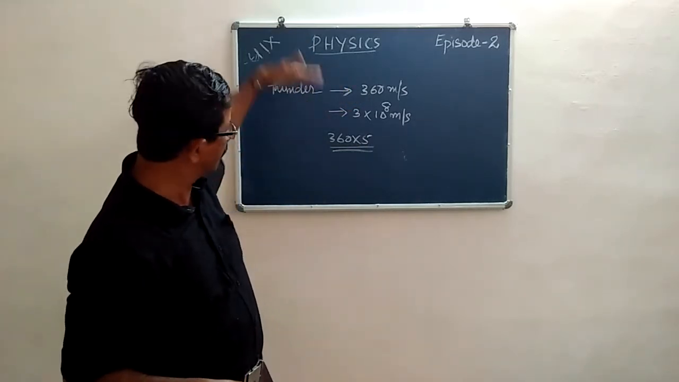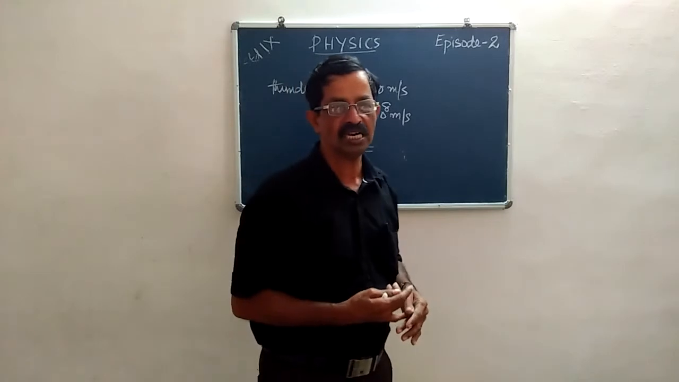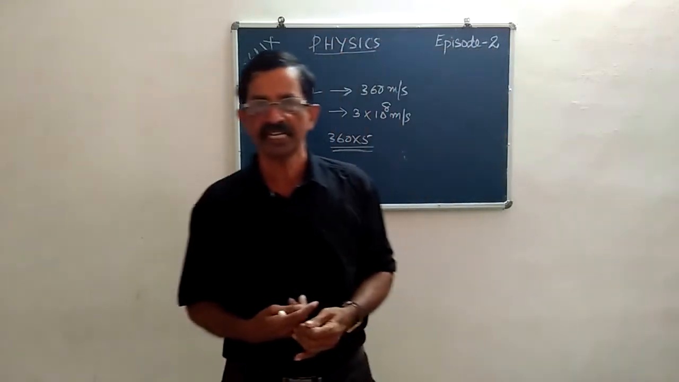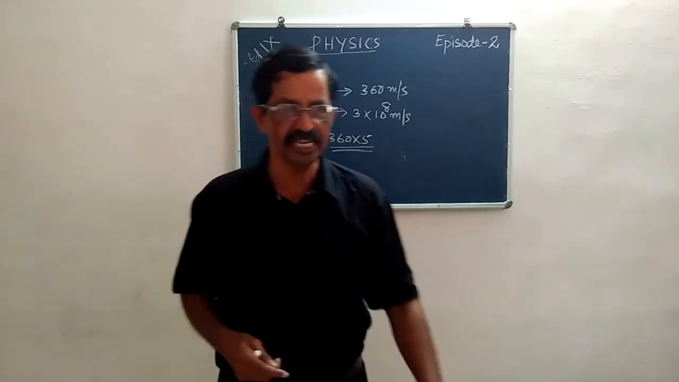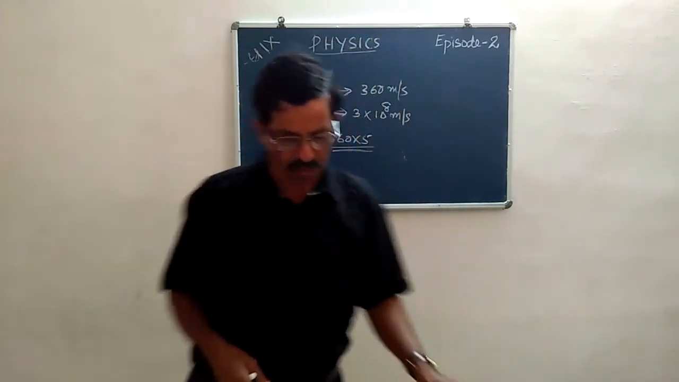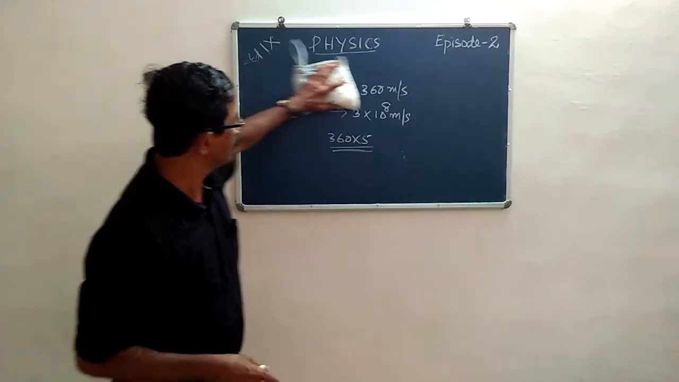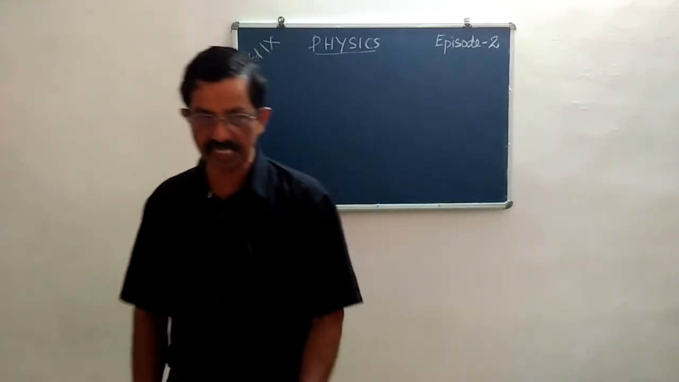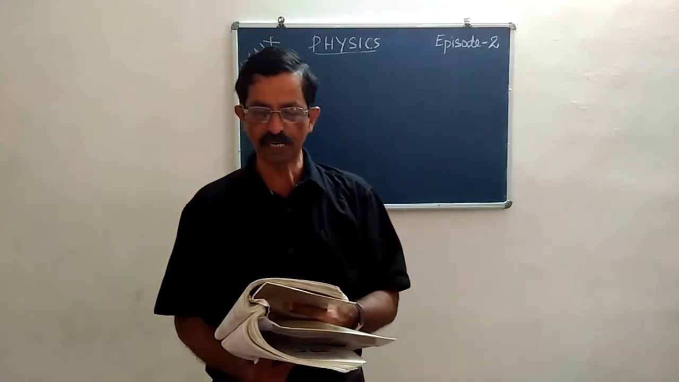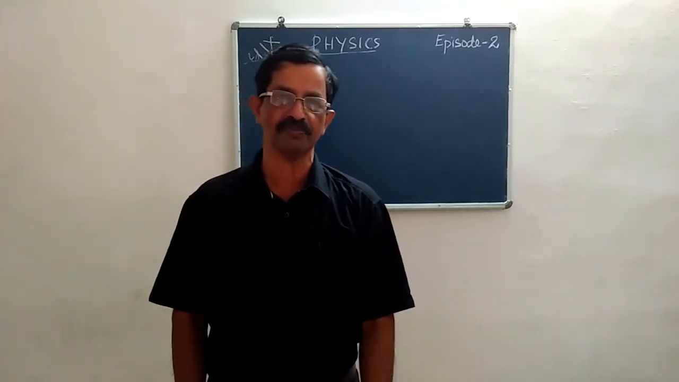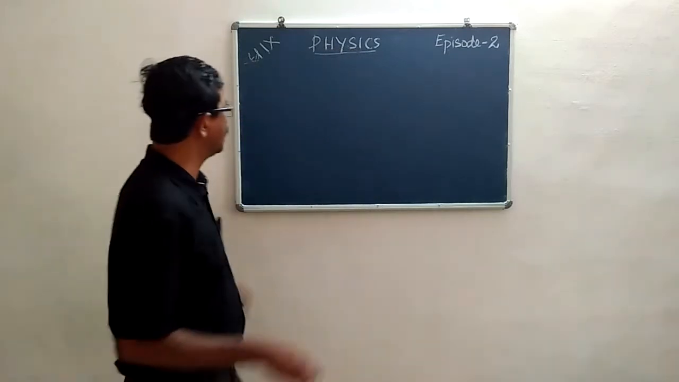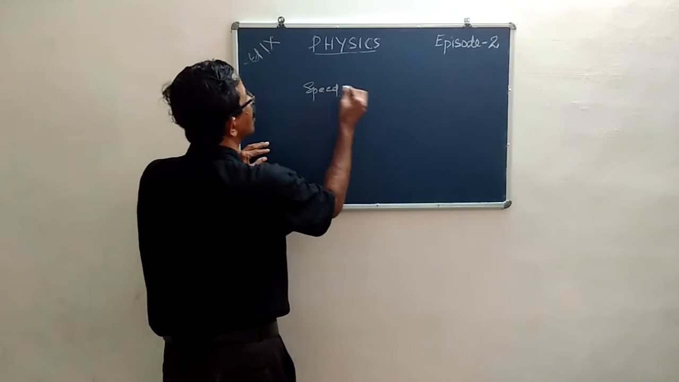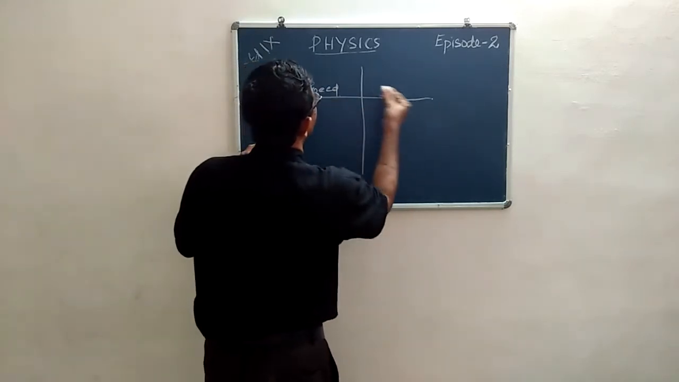Now with these topics, that means speed, average speed, velocity and average velocity, some questions are given to you. You want to answer them. The first question is: distinguish between speed and velocity.